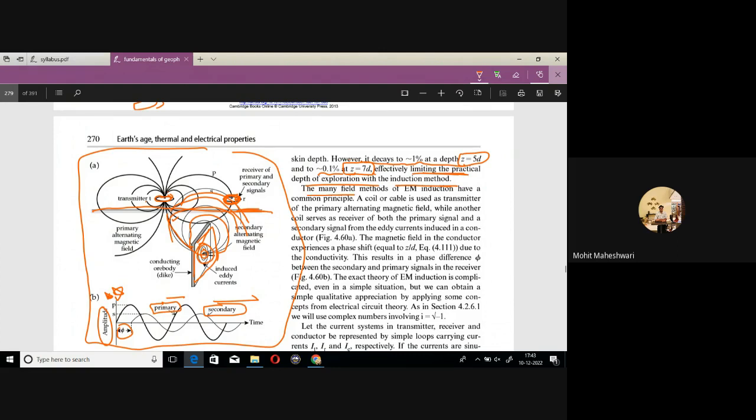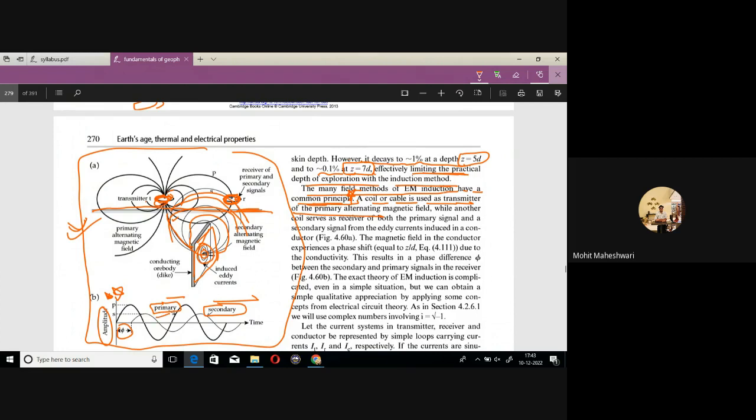Then, the many methods of electromagnetic induction have a common principle. And what is the common principle? This is given there. Very, very important concept. A coil or a cable is used as a transmitter, as you can see from this diagram, and you can relate this theory from there on. It is used as a transmitter of the primary alternating current.